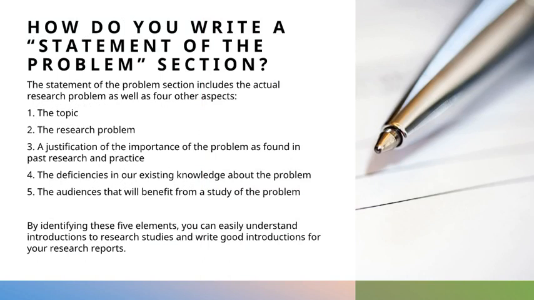3. A justification of the importance of the problem as found in past research and practice. 4. The deficiencies in our existing knowledge about the problem. 5. The audiences that will benefit from a study of the problem. By identifying these 5 elements, you can easily understand introductions to research studies and write good introductions for your research reports.